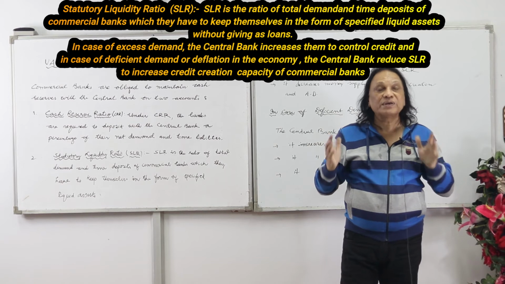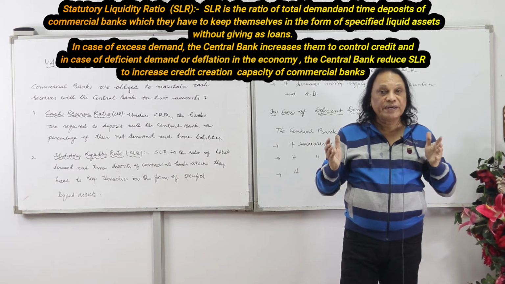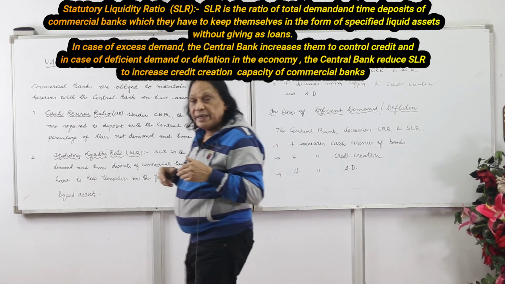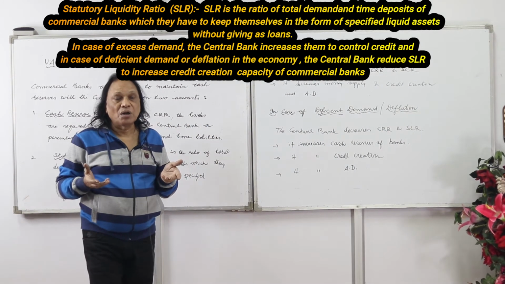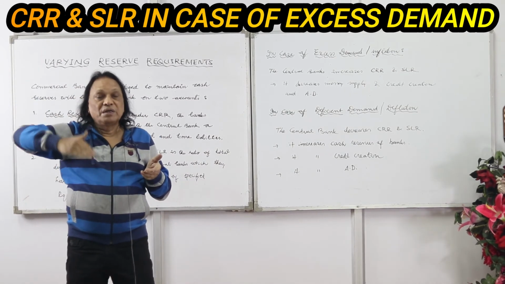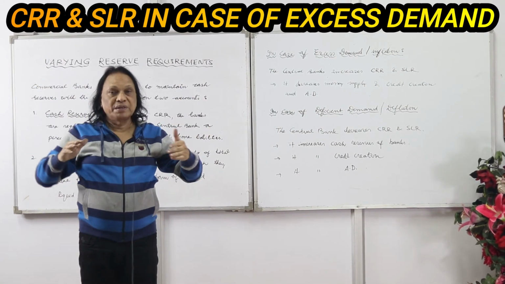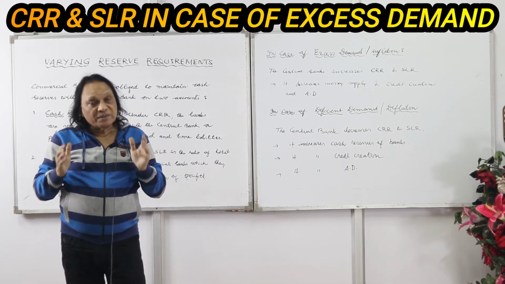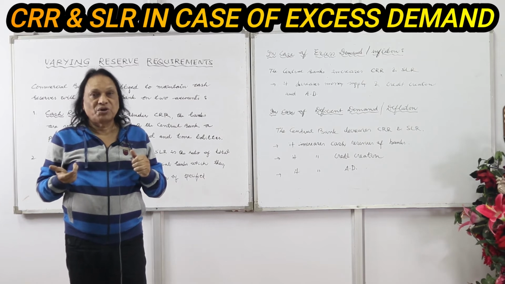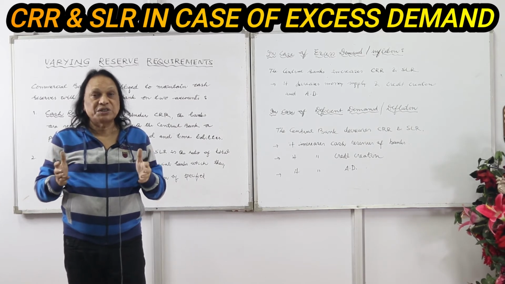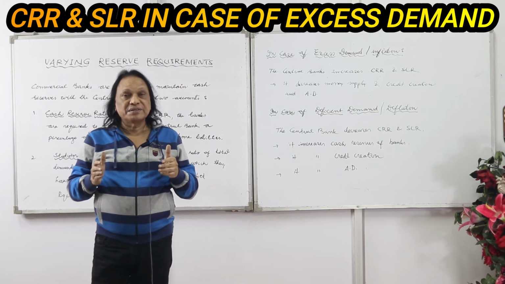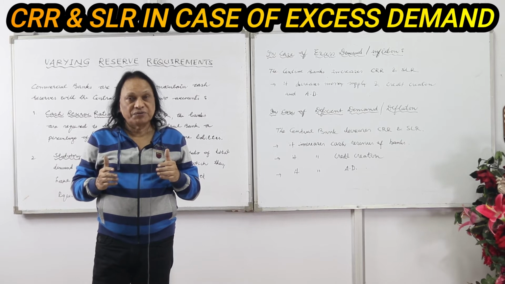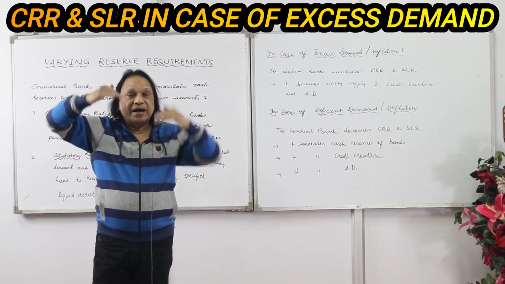Now let's see how this helps in controlling inflation and depression in the economy. You can see on the other board, if there is excess demand or inflation in the economy, the prices are really going up. There is too much inflation in the economy, which is bad, we know it. What does the central bank do in case of inflation or excess demand, an inflationary gap? The central bank increases both the cash reserve ratio and the statutory liquidity ratio, that is, it increases CRR and SLR.